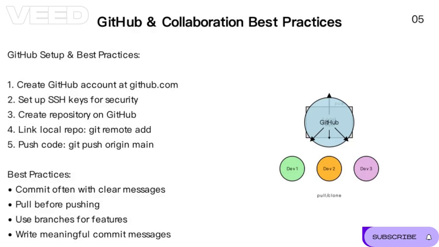For successful collaboration, follow these best practices. Commit often with clear, descriptive messages. Always pull the latest changes before pushing your own. Use branches for new features. And write meaningful commit messages that explain what and why you changed something. This workflow enables seamless collaboration among team members.